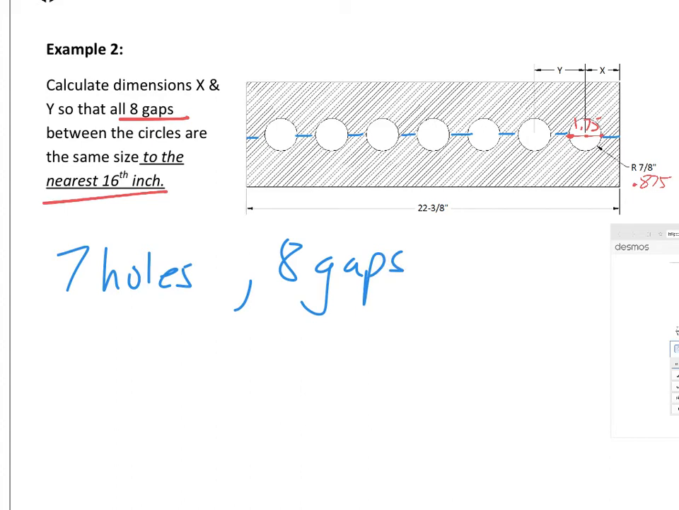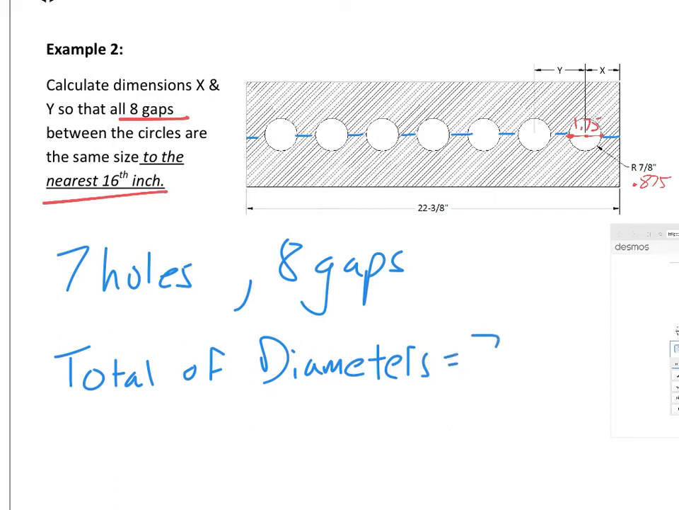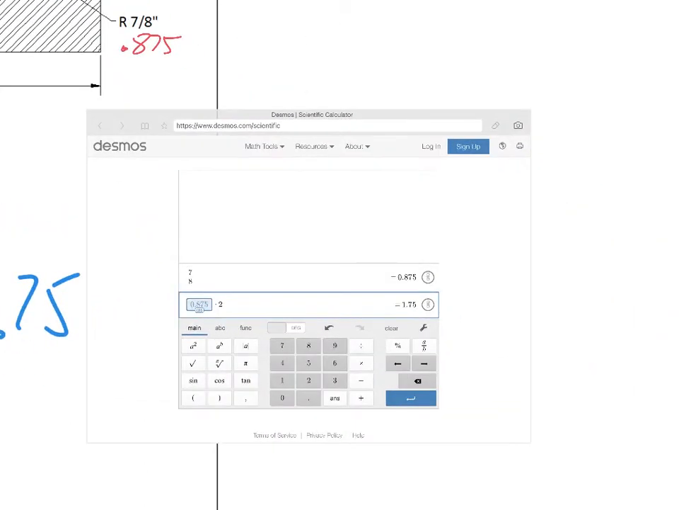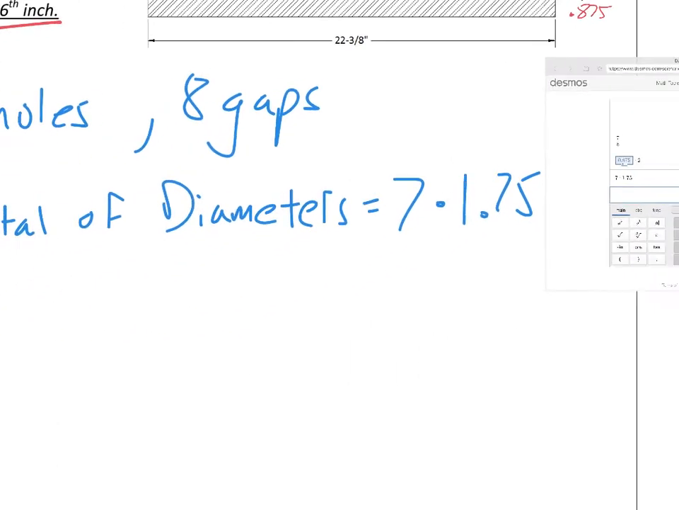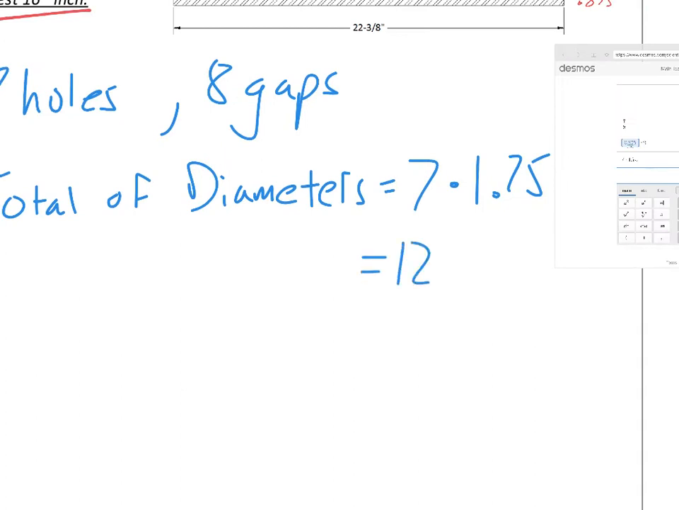Now, let's find the total of the diameters. We're going to start with what we know. Total of diameters. Well, we have 7, and they're 1.75 each. So let's go to our calculator, and we've got 7 times 1.75. That's 12.25. So again, we're just working in decimals.